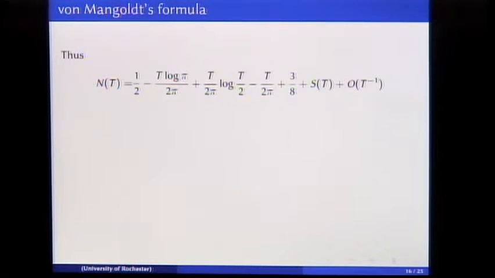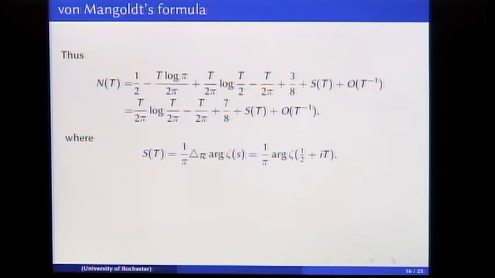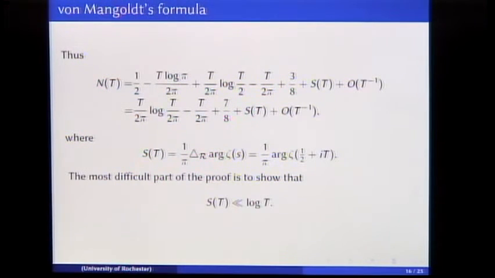Pi times n of t was the change in argument along R, and you get this, where S of t is the zeta function change in argument, divided by pi. Because we take the change in argument and divide by pi to get n of t. So this is what we have so far. And you see that's essentially the von Mangoldt formula. But we still have to figure out what S of t is. We need a bound for that. And this is the more complicated part of the argument. And the best bound we know unconditionally is that it's less than log t.